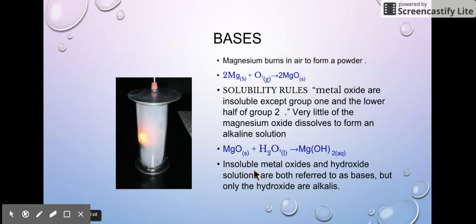So when we're talking about bases, that term there, bases, we generally include things like ammonia, but apart from that, we also have metal oxides and hydroxides. So it's not just sodium hydroxide, but it would also be things like magnesium oxide. And they're referred to as bases. So it's not only the hydroxides or alkalis, it is also the basic oxides that don't dissolve. They all count as bases because they all react with acids.